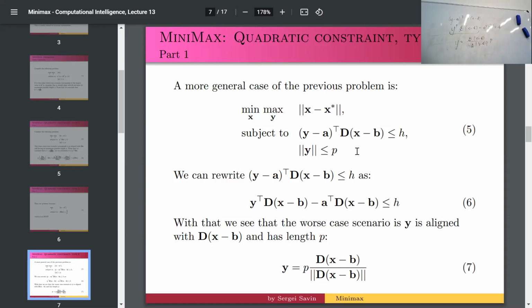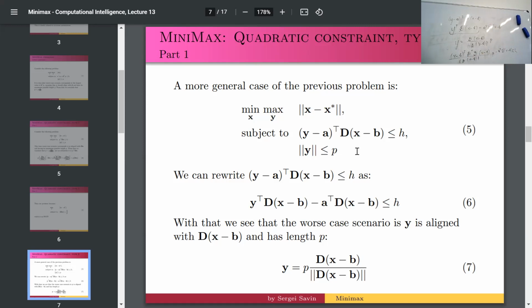Where does the p come from? Well, from the norm of y being restricted. So we know how to deal with this. Let me substitute back. And I'll write it as x minus b transpose d, x minus b, divided by d x minus b, p minus a transpose t x minus b less than or equal to h.